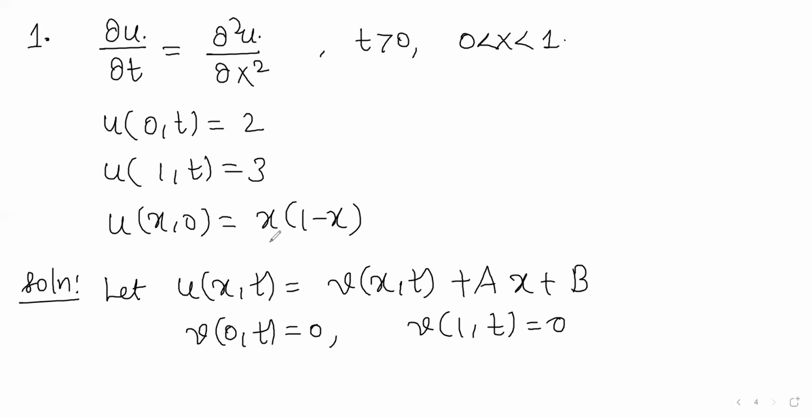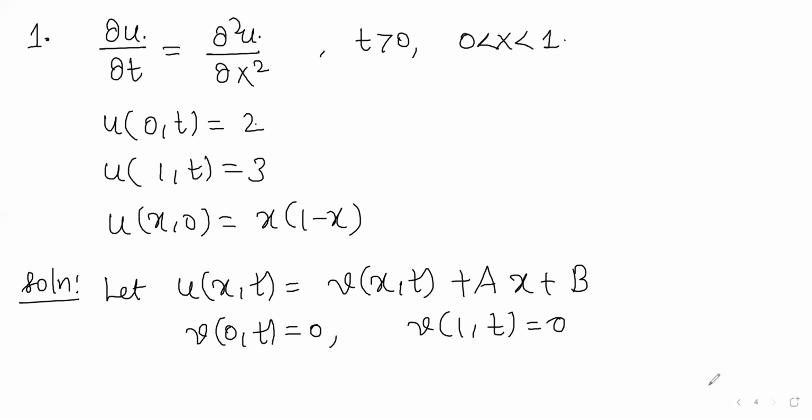So basically, we are not shifting the problem or doing anything. We are just saying that when u of 0 comma t is 2, u of 1 comma t is 3, then u of x comma 0 is this. So in that case, if I put v of 0 comma t is 0 and v of 1 comma t is 0, then I will have a new function, a new initial condition, which we will see.